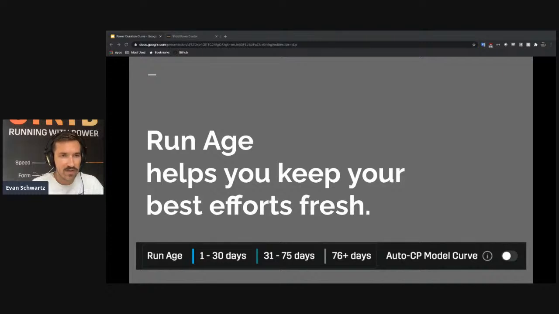The activities that are between 1 and 30 days old are highlighted in a blue line. The activities that are 31 to 75 days old are in a sort of green line. And then the activities that are between 76 and 90 days old, which are about to fall out of consideration, are in a gray line. So it's important to familiarize yourself and understand the mixture of the run age of your different activities.